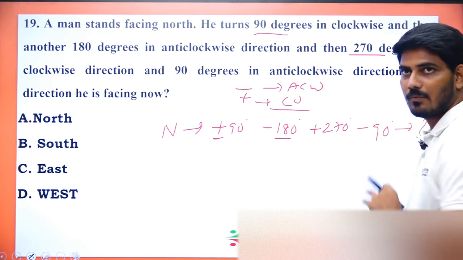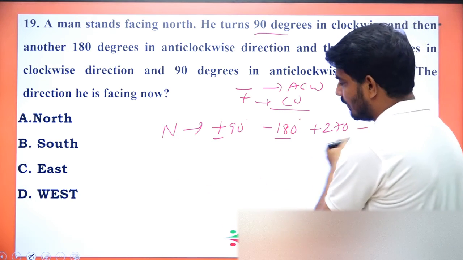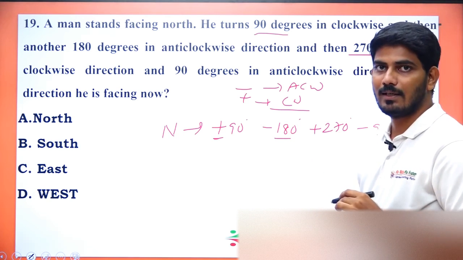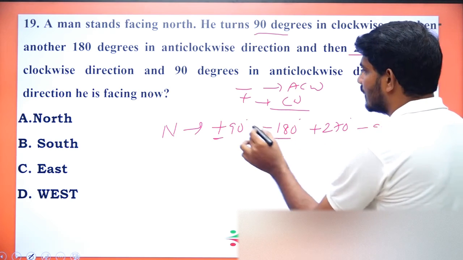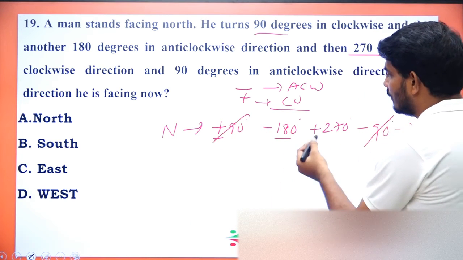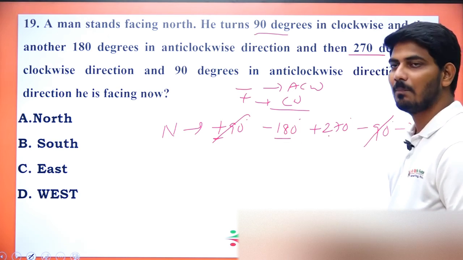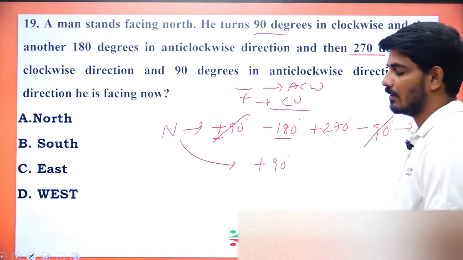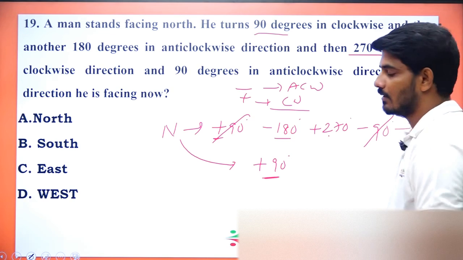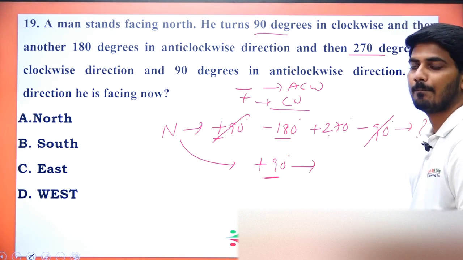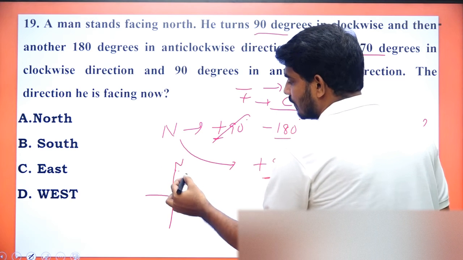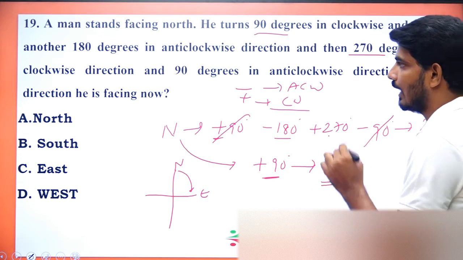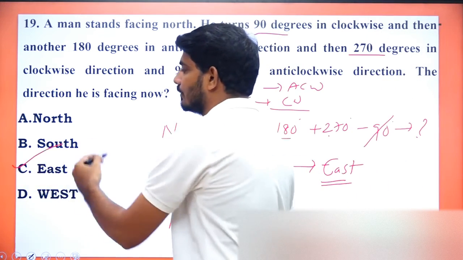See here, it is very similar to the first model of problem. In the first model also, the left and right get cancelled. So in this also, minus 90 degrees and plus 90 degrees get cancelled. Then plus 270 minus 180 gives plus 90, which is preserved. So from north, plus 90 degrees clockwise, what will come? This will be the north. From north, 90 degrees clockwise, east will come. So the direction he is facing now is east.